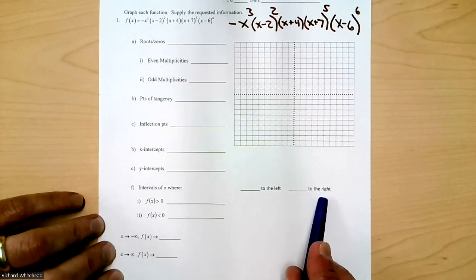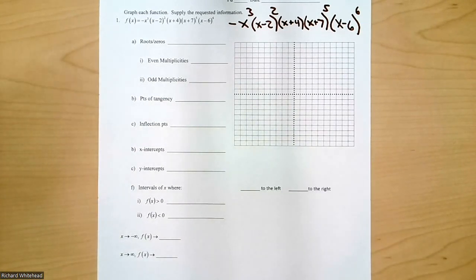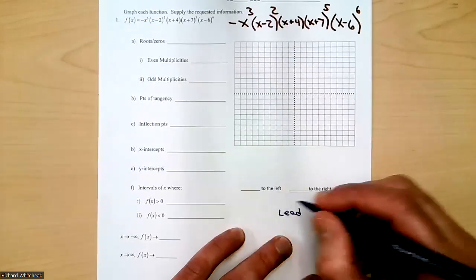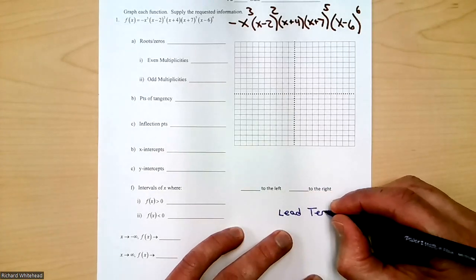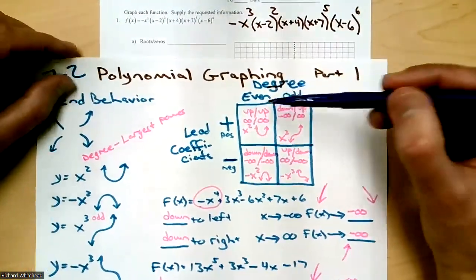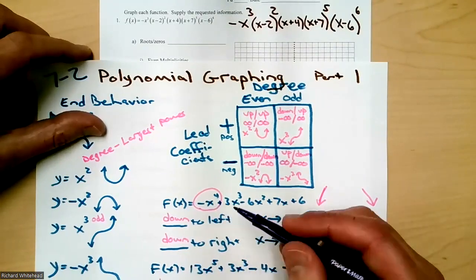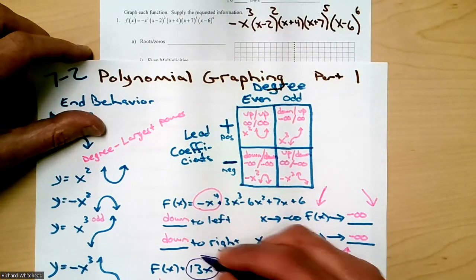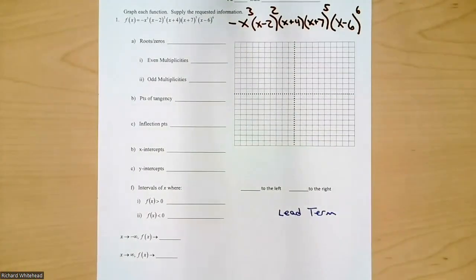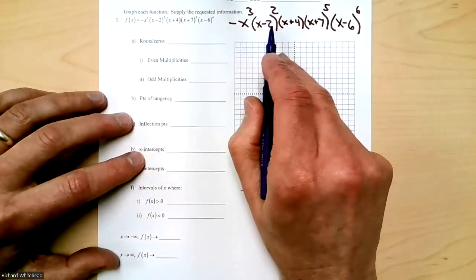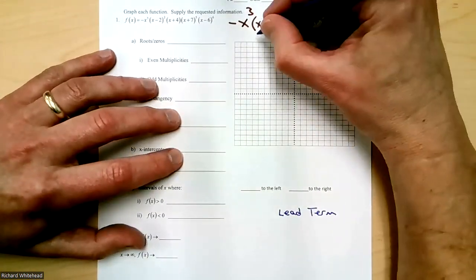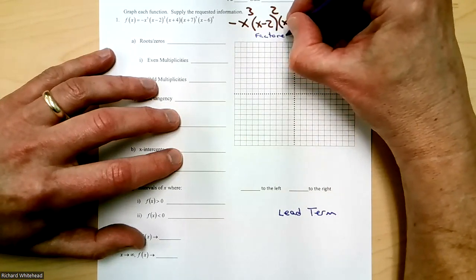Let's start with the left-right behavior. The left-right behavior, or the end behavior, was based on the lead term, because we had that chart. We referred to the chart to see what our lead term was to decide what our end behavior was. But when I look at something like this, I don't know what the lead term is. It's in factored form, so how am I going to figure out the lead term?